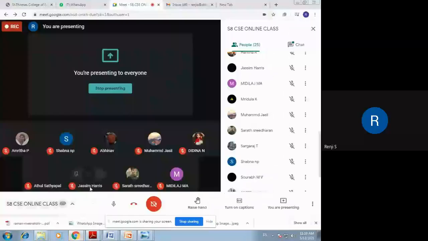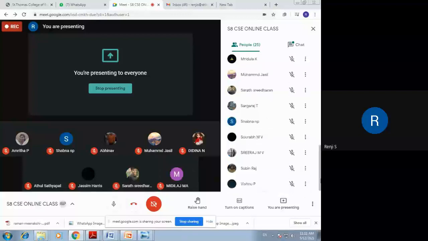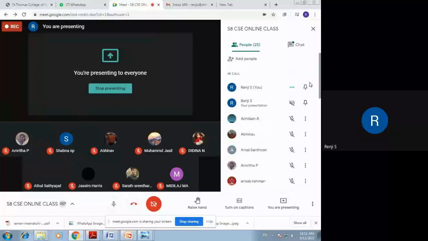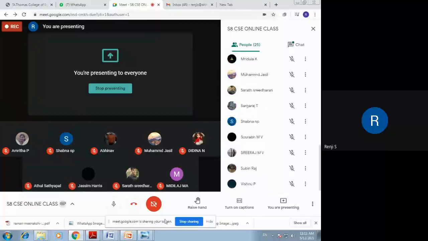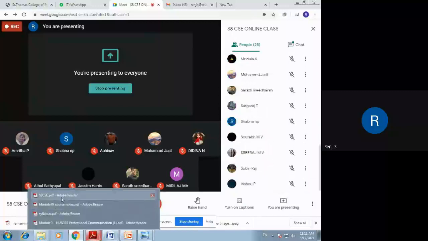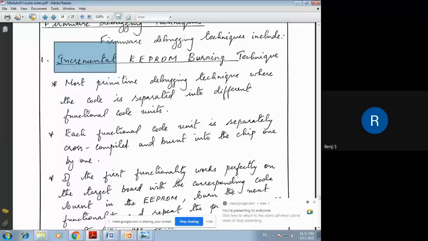What is the full form of EEPROM? What is the full form of EEPROM? Saurabh. Sriraj. Hello. It is electrically erasable and programmable ROM.